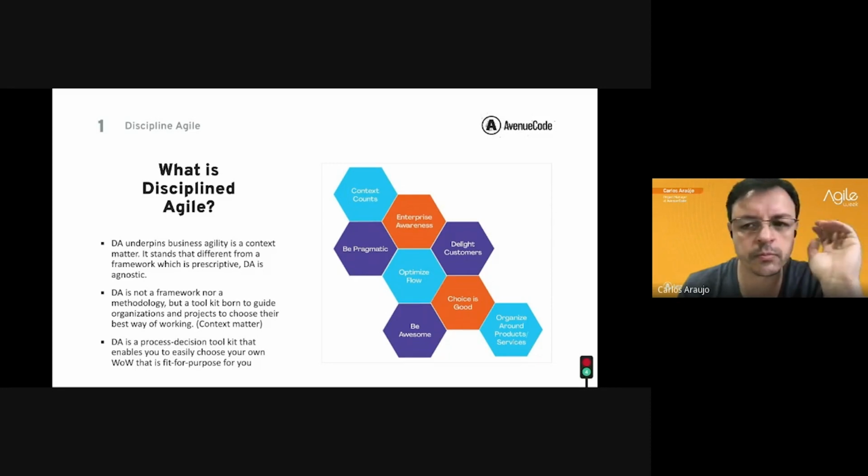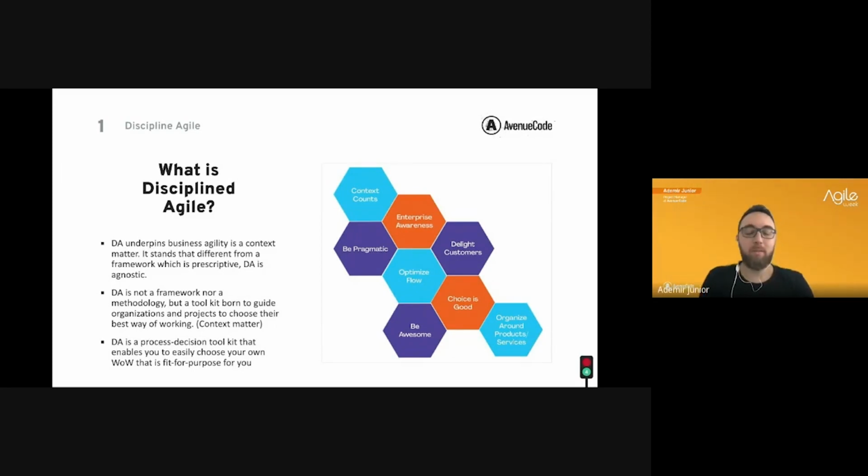I'd like to add something here. No, I think that you said everything. It's important for everyone to understand that it's not just another framework. It's a toolkit because it brings you a collection of best practices that you can use.